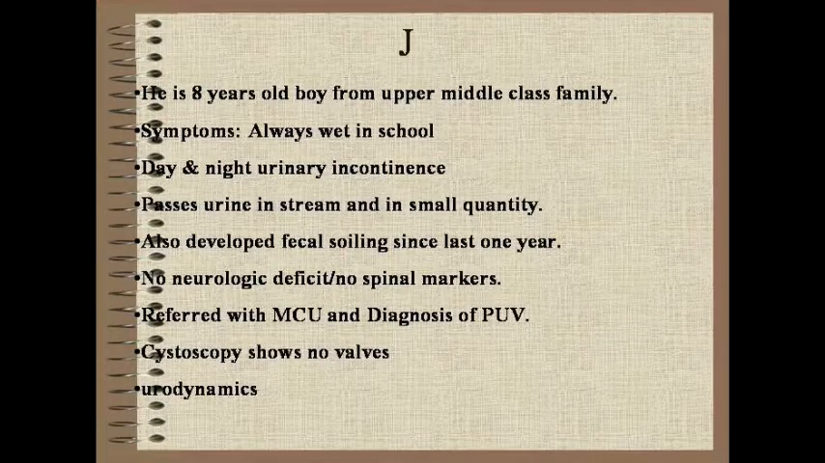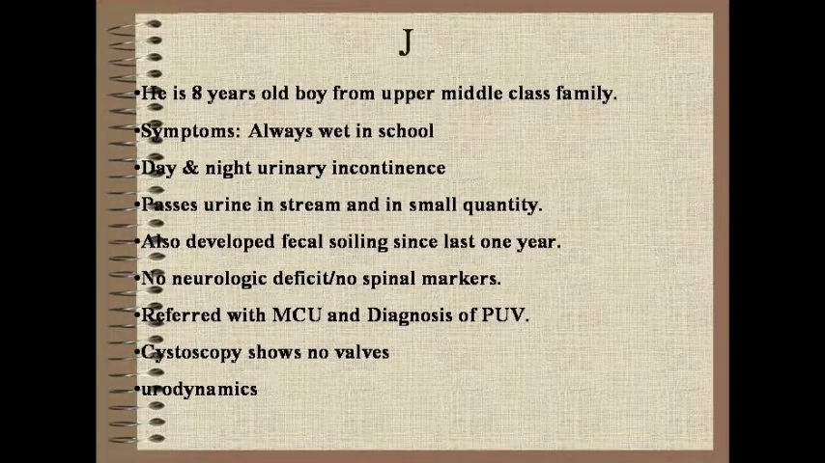This is an 8-year-old child from an upper middle class family, always wet in school, with day and night time incontinence. Again, I have to revise the definitions, because I just heard the ICCS definitions this morning and I thought, oh my God. He passes urine and semen in small quantity. He has had fecal swelling for the last 1 year. No neurologic deficit, no spinal markers. Referred with an MCU and a diagnosis of PUV.